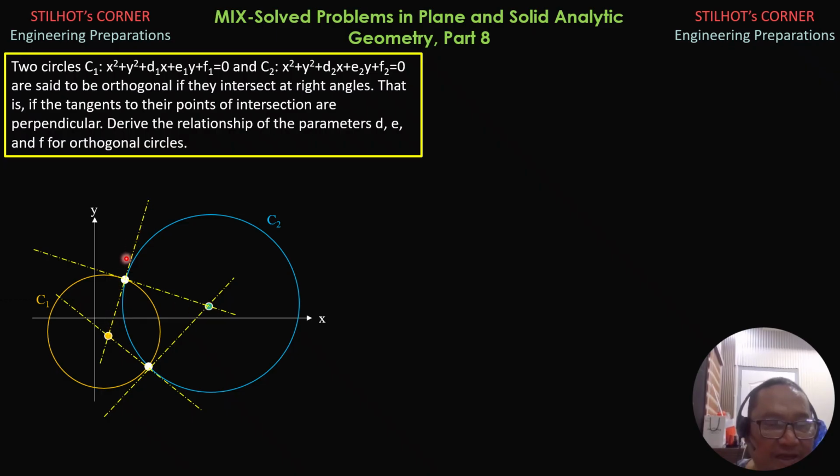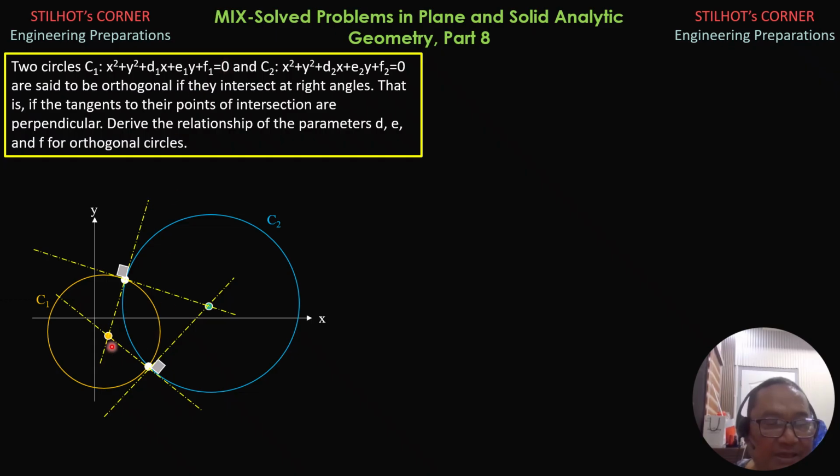So the tangent to the small circle at the point of intersection passes through the center of the bigger one, and the tangent at the point of intersection to the bigger circle passes also through the center of the smaller circle. The same is true with this other point of intersection. So the tangents are perpendicular. That's why they are orthogonal.